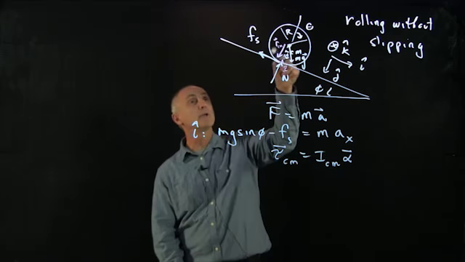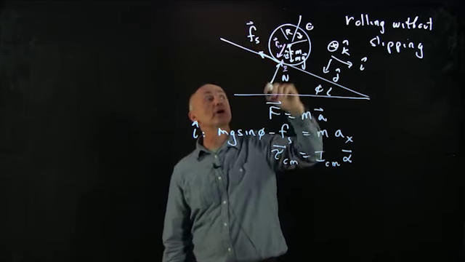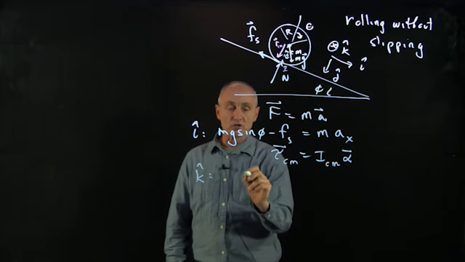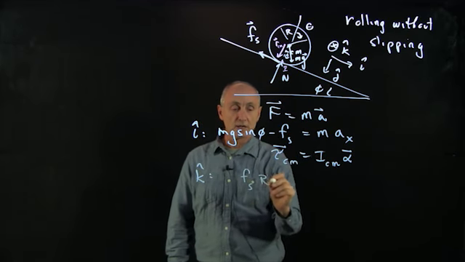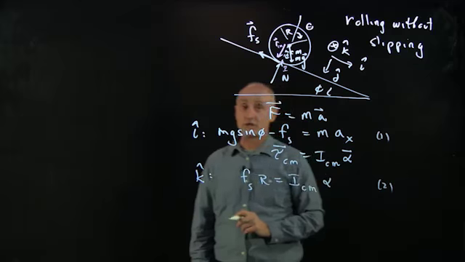And the only torque that we have is from the friction force. And that friction torque is going to give us a positive angular acceleration in the k hat direction. It's at right angles with the vector r. So we have Fs times r equals I center of mass times alpha. And these are our two dynamic equations.